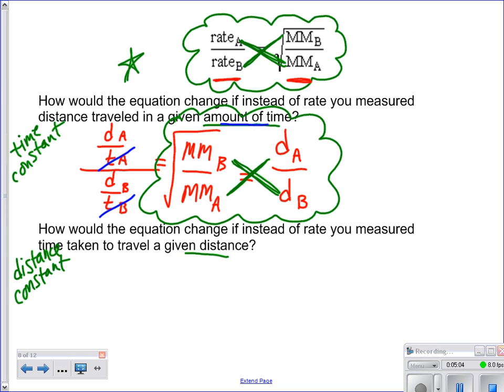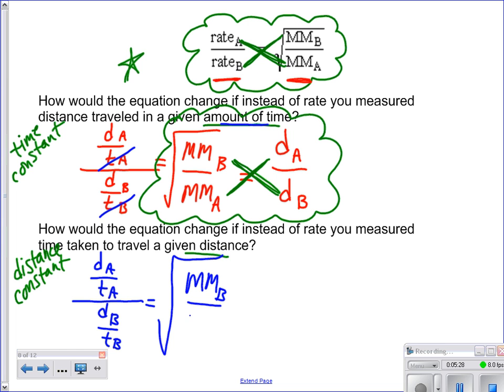Again, I'm going to start off with d of A over T of A. Yes, that's exactly what we're doing, is doing it with time. So now we're going to say divided by T of B. And again, everything on the right-hand side is going to remain the same. So you've got molar mass of B divided by molar mass of A.